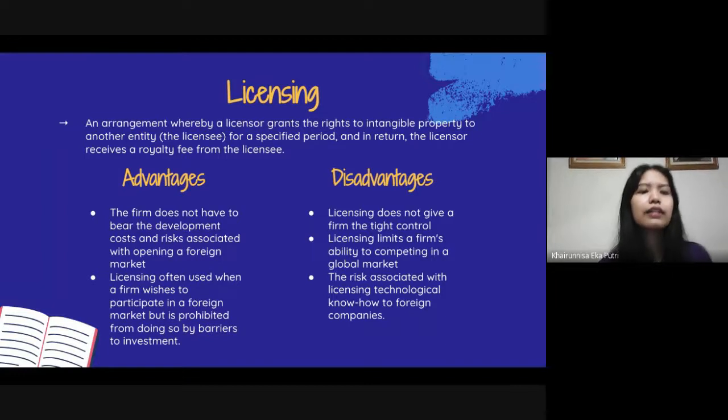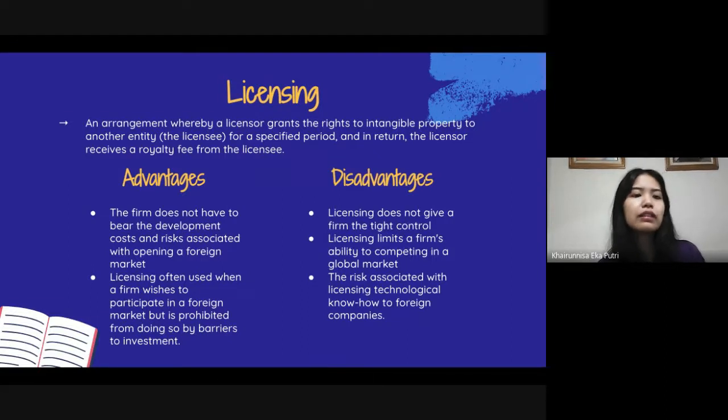Second, licensing is also often used when a firm wishes to participate in a foreign market but is prohibited from doing so by barriers to investment. These are the advantages of licensing.